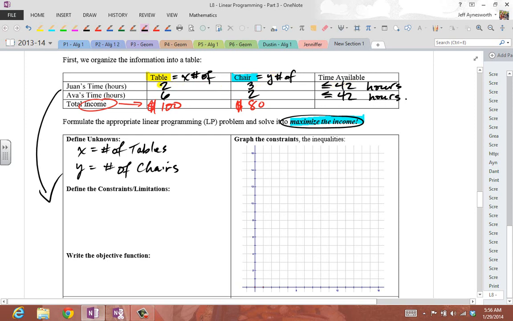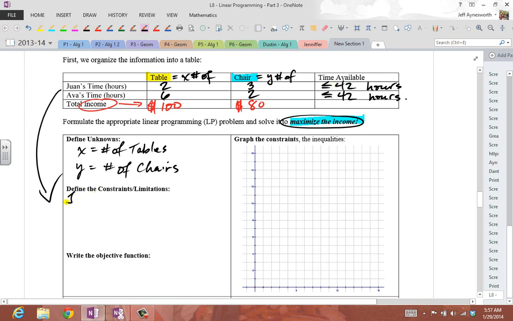So we got to take the time it takes per table, multiply it by the number of tables, which is x in this case. So 2 times x here, plus 3 hours per chair times the number of chairs, which is y in this case, because we don't know how many, it's got to be less than or equal to 42. Remember, it takes 2 hours for one table, and if there's 2 tables, 4 hours, 3 tables, 6 hours, 4 tables, 8 hours. You got to multiply those values here. So I've got to take the number of tables, multiply by the number of hours per table. So 2 times x here, plus 3 times y is going to be less than or equal to 42.